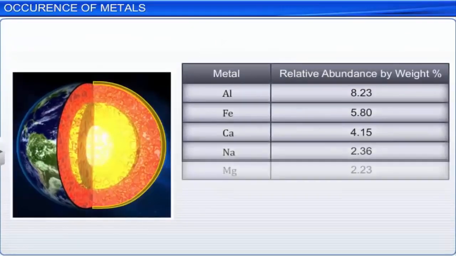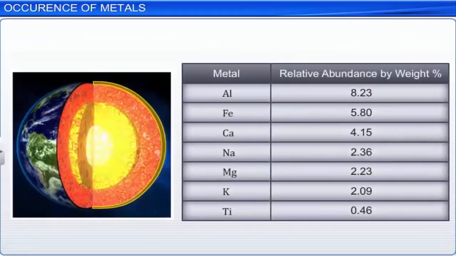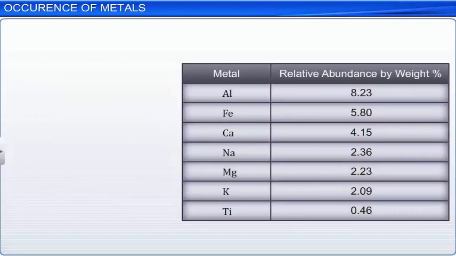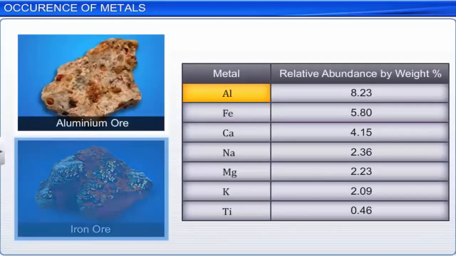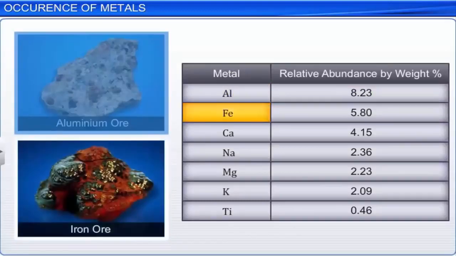The relative abundance of metals varies in the Earth's crust. The table here lists the relative abundance of some of the metals in the Earth's crust by weight. Of these, aluminium and iron are relatively more abundant than others. Aluminium constitutes about 8%, while iron constitutes 5.8% by weight of the Earth's crust.